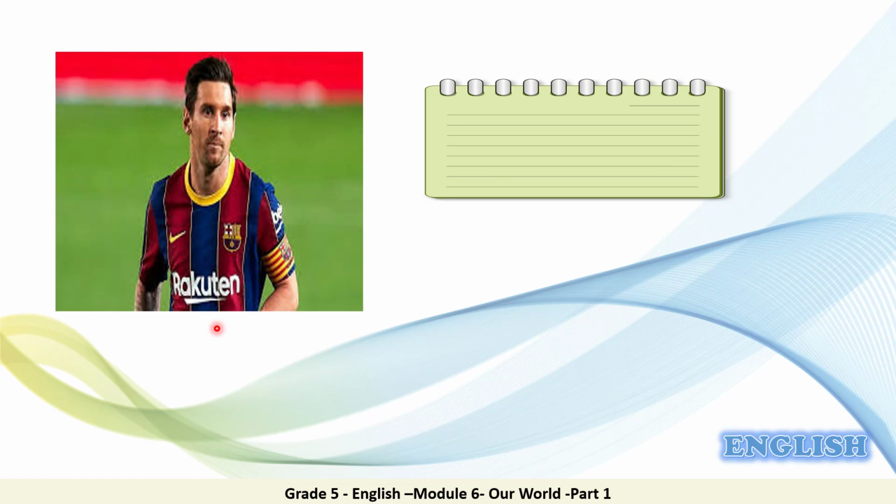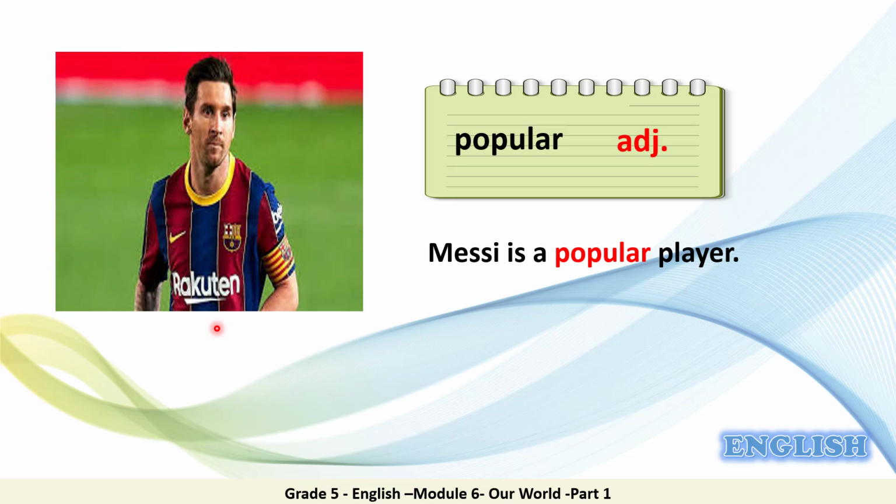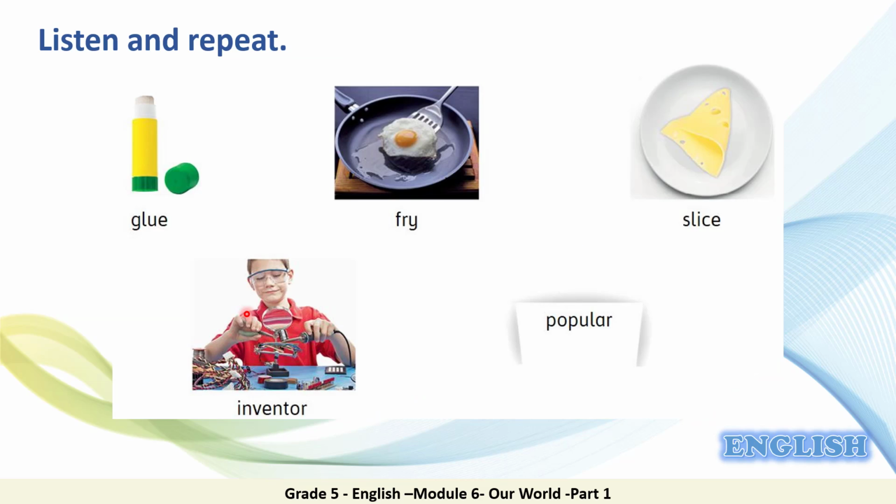Do you know this player? He is very popular, isn't he? Yes, he is popular, which means famous. Messi is a popular player. And you know popular is an adjective. Okay, friends? Now we have learned 5 new words.